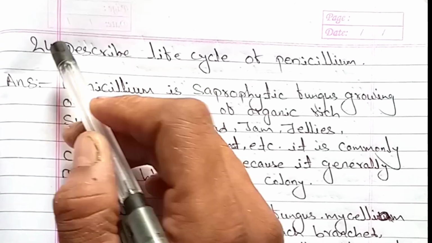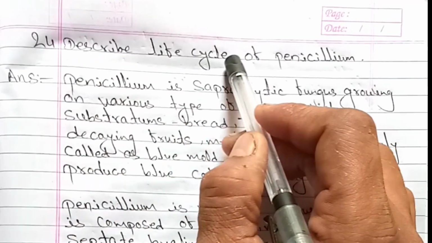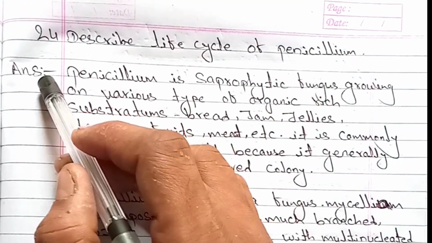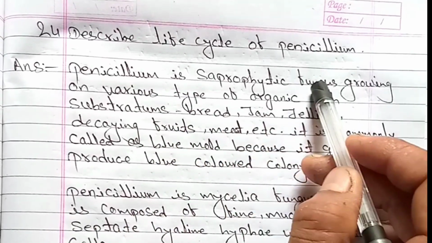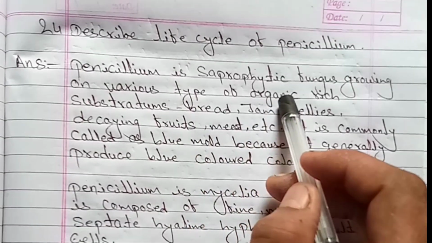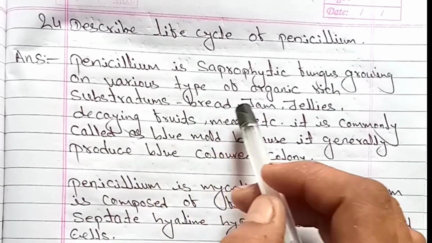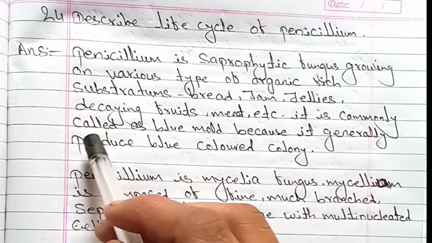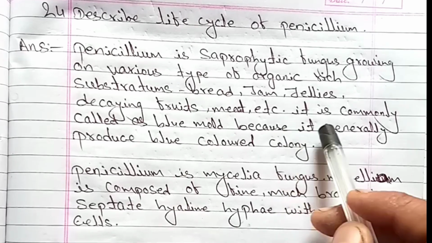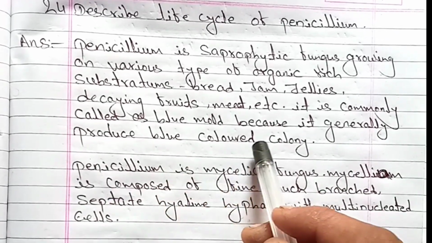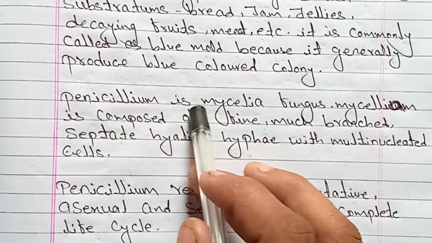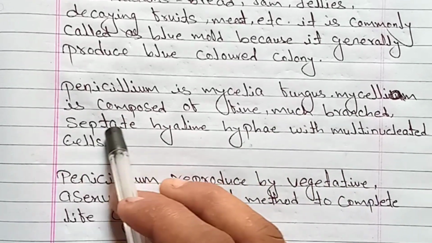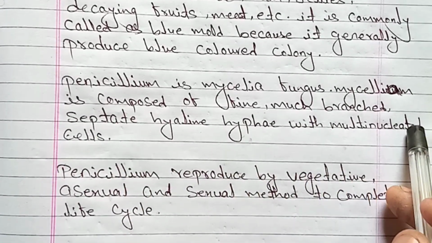Question number 24. Describe the life cycle of Penicillium. Answer. Penicillium is a saprophytic fungus growing on various types of organic rich substrata such as bread, jams, jellies, decaying fruit, meat, etc. It is commonly called blue mold because it generally produces a blue colored colony. Penicillium is a mycelial fungus. Mycelium is composed of fine, much branched, septate, hyaline hyphae with multinucleated cells.